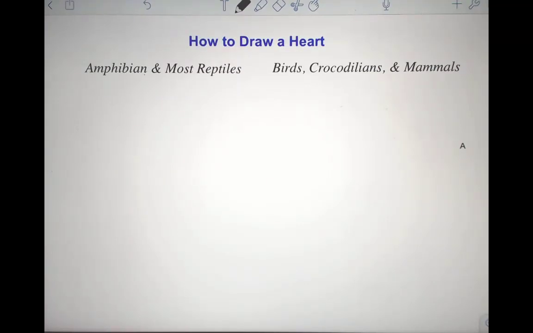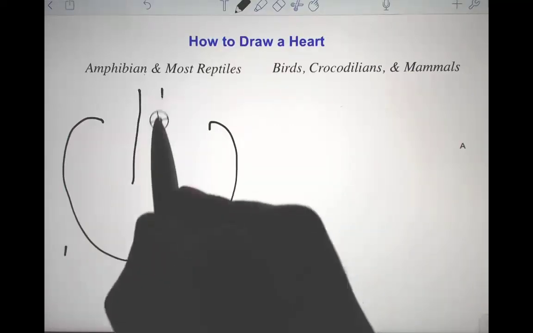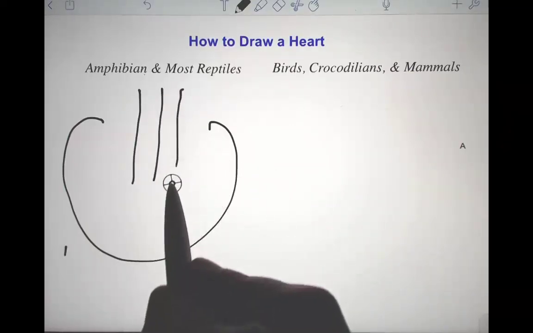We're going to be talking about hearts, so I want to show you how to draw a heart. People struggle with answers to exam questions because they can't remember a quick way to draw a heart. Here's the first step, so that's 1. Then draw 3 parallel lines going about halfway down.